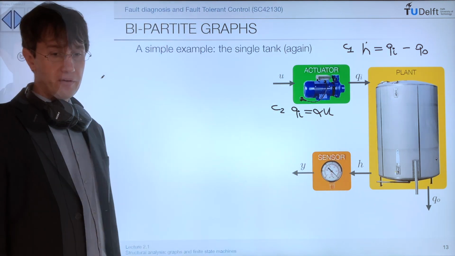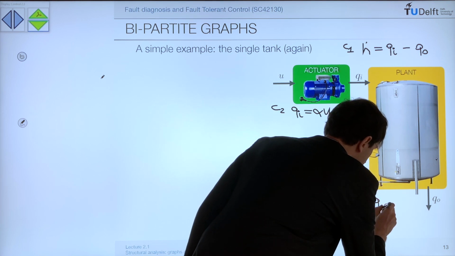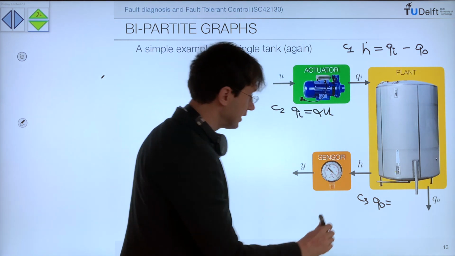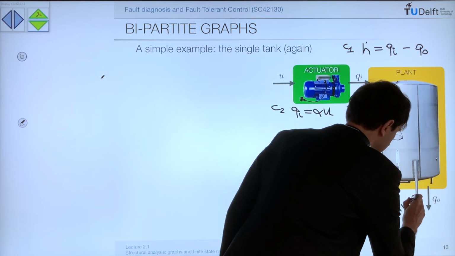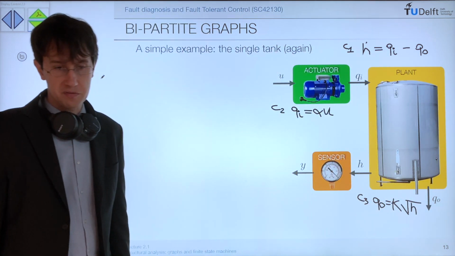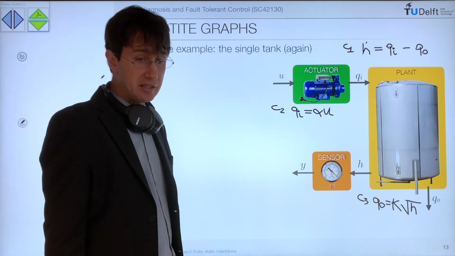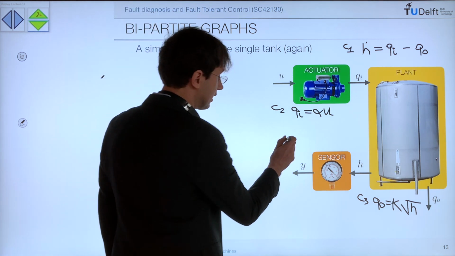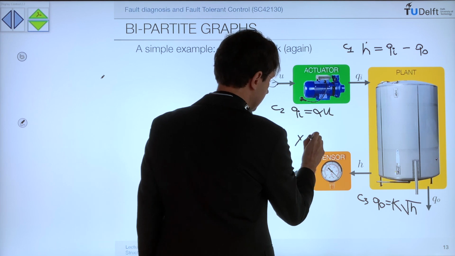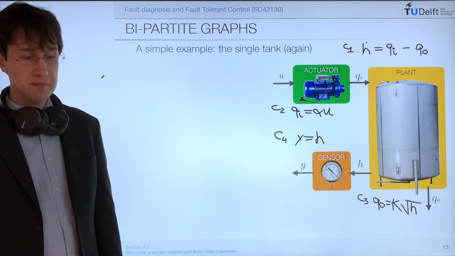Then the third constraint is telling us that the outflow Qo is equal to some constant K that multiplies the square root of the level. The proportionality to the square root of the level comes from conservation of energy. Then we have another equation describing the sensor. It says that the measurement is equal to the level. So we don't introduce any uncertainty here.